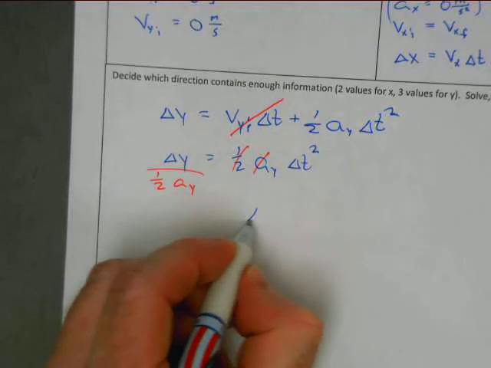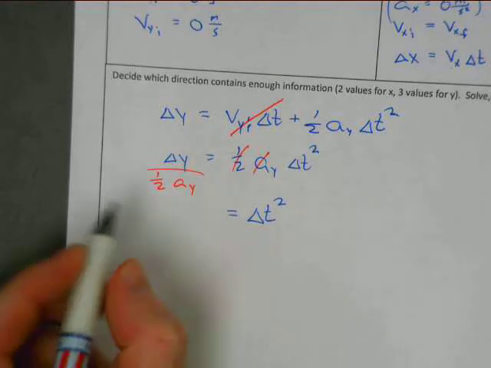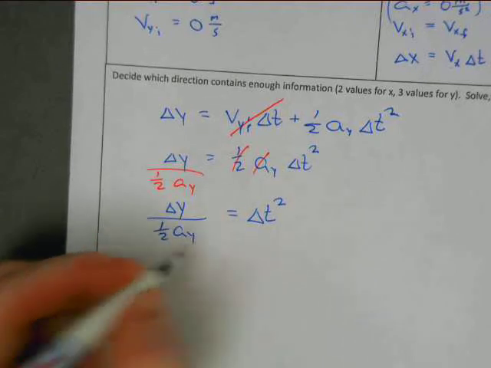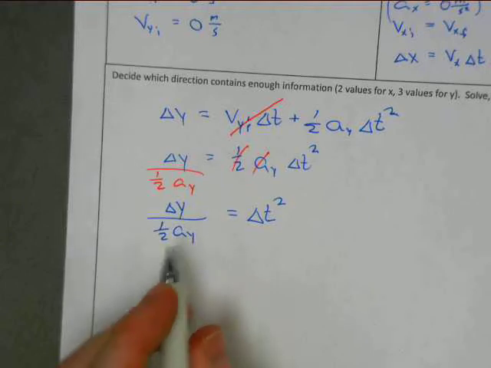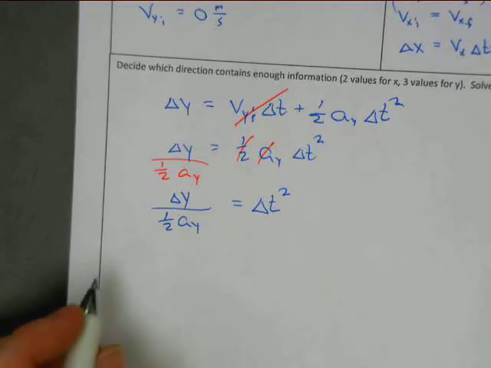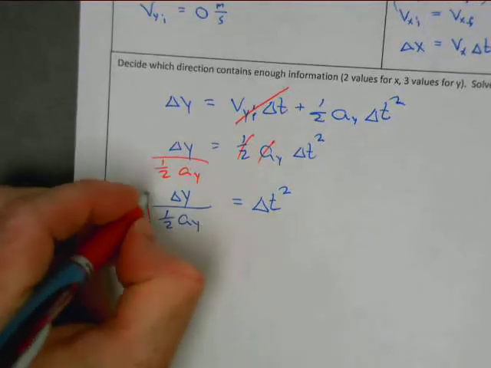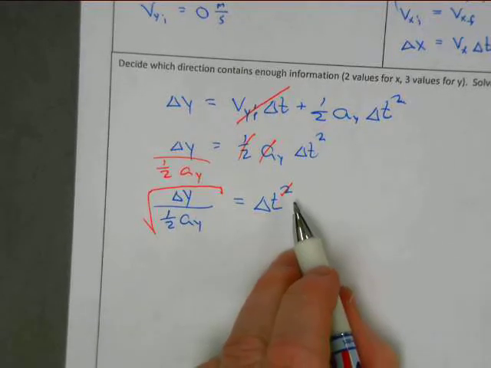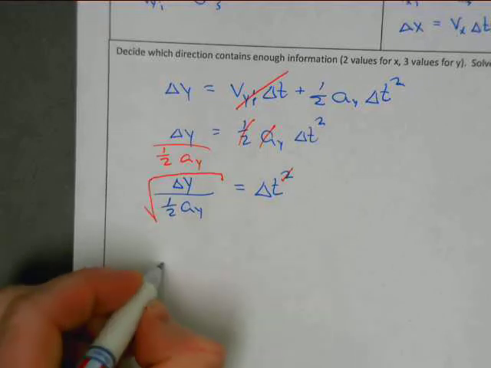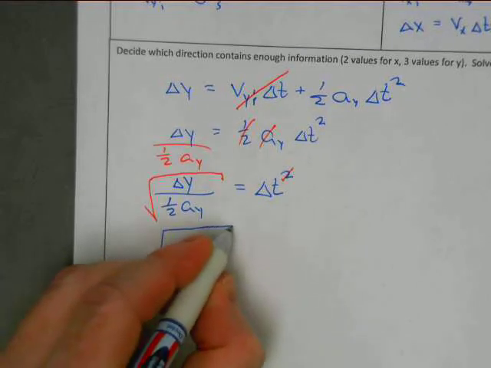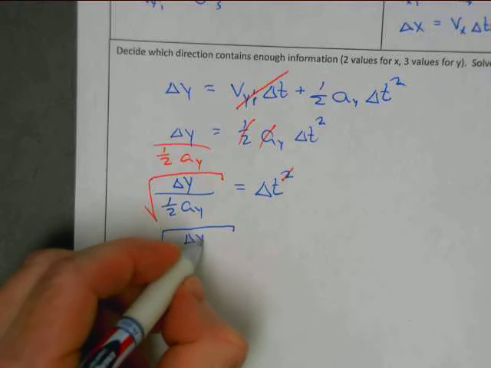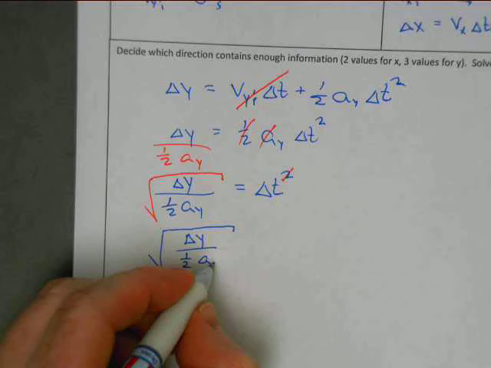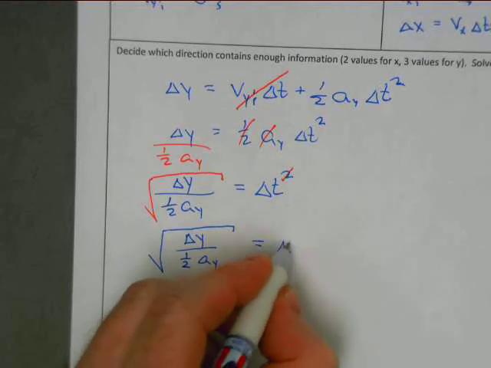I'm going to rewrite it to clean it up. Delta t squared. I'm not done. You recognize that. I haven't changed anything. I'm just rewriting it nice and clean. And now I have to take care of that exponent. Take the square root of both sides. And that gets rid of that exponent right there. So, great big radical. This is how I'm going to find the time.